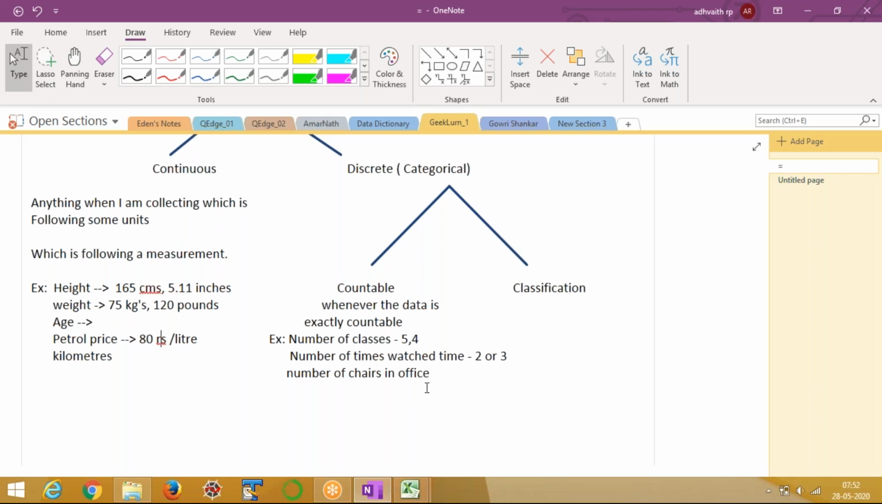Okay, so number of chairs. Any example? Number of buildings, number of vehicles that you have, number of watches, number of dresses, number of shoes, anything. These are all examples of countable data. And what is classification? Anything which is classified.